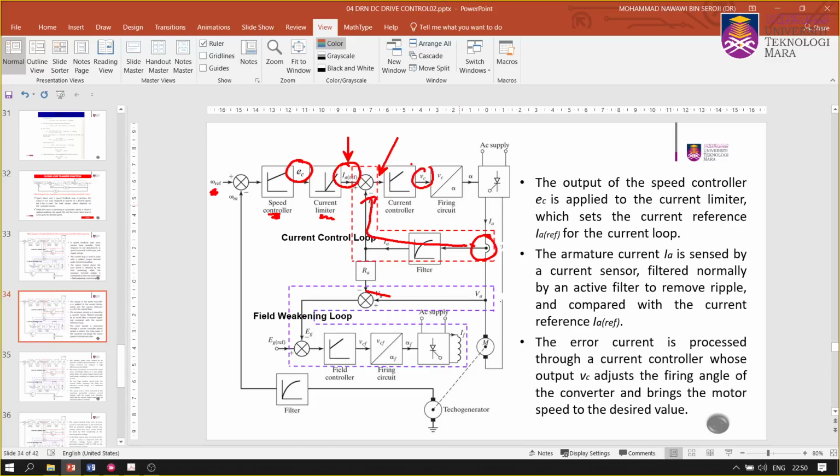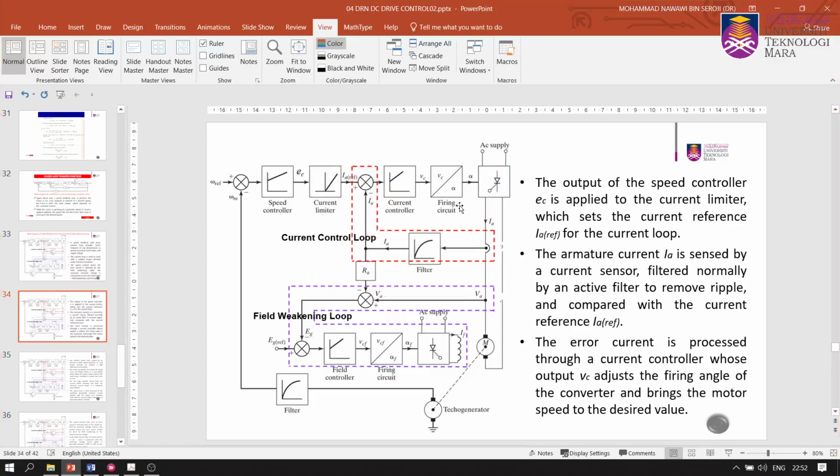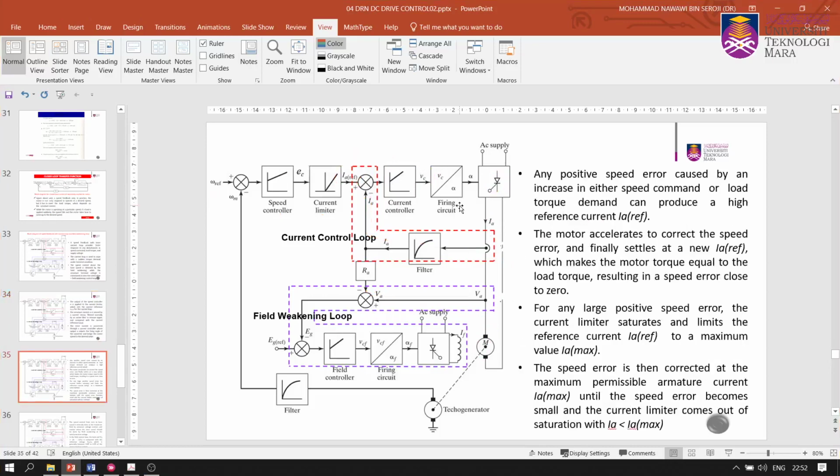That VC will translate into alpha, the firing angle, which will trigger the full wave, full bridge, fully controlled rectifier here, and therefore will change the current as well as the speed. So the speed omega will be changed if you have an error here. So in terms of closed loop control, I believe you only need to understand the process.